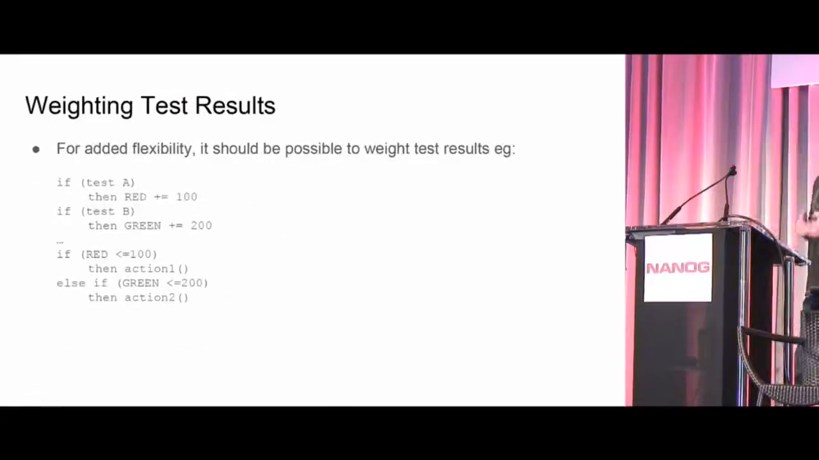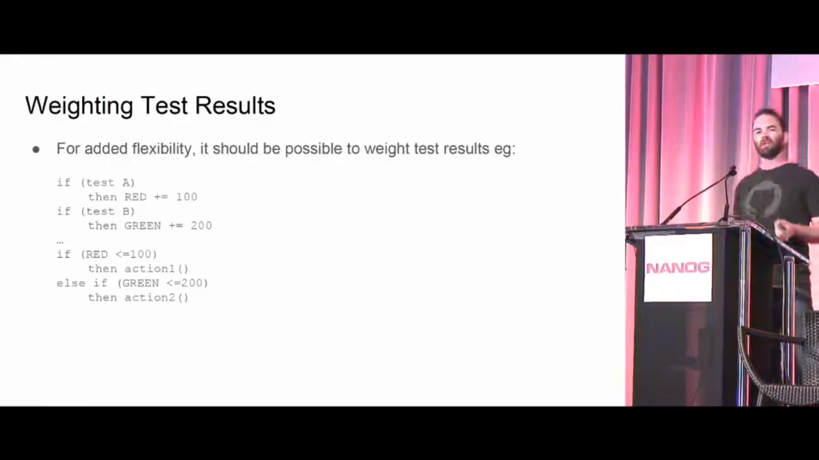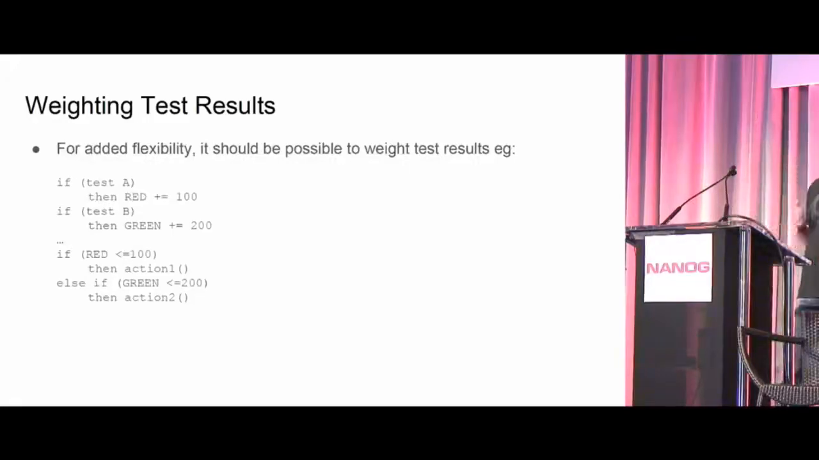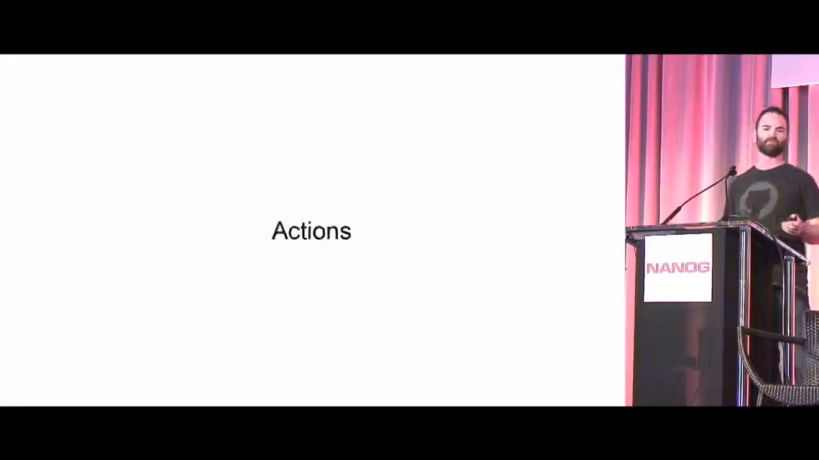So with these test results, I have a test A, and I have a bucket, say red. If test A passes, red plus gets 100. Or test B, then green plus gets 200. And then if red falls below 100, I take an action. And then if green falls below 200, I can take another action based on this.